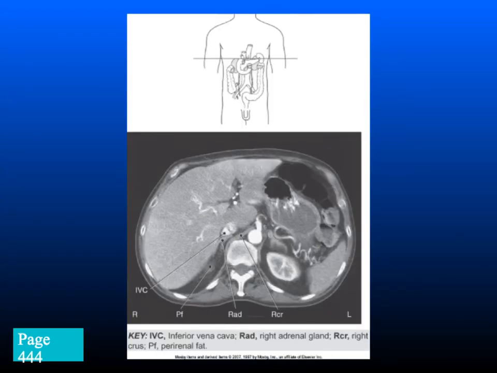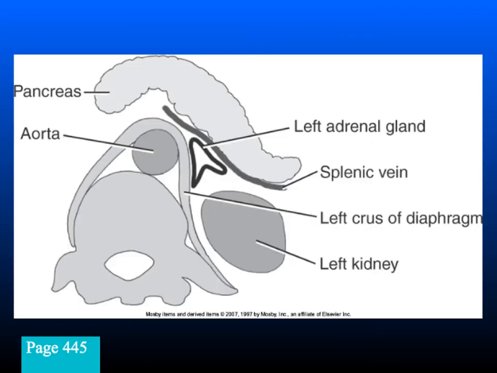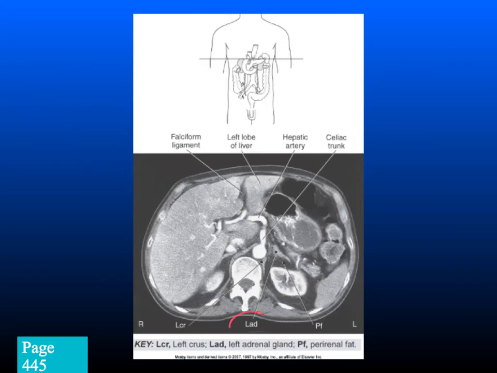This is what it looks like. So the right adrenal gland, I'm not going to put any color on it because you won't be able to see it. So the right adrenal gland is right there. And here's the left adrenal gland on top of the left kidney next to the aorta, which is shown here. So that's the left adrenal gland.